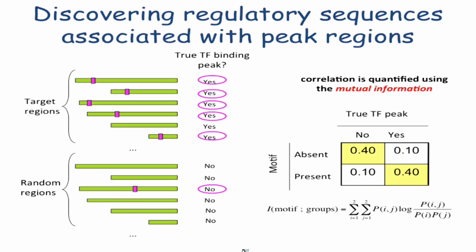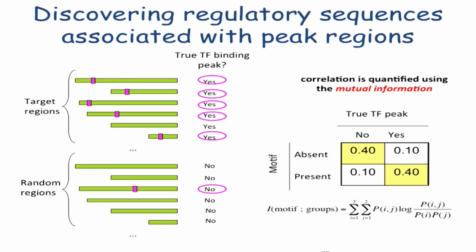It's basically a very general way to define correlations between two variables. The two variables here in this particular situation being presence or absence of a motif, and what is the nature of a peak? Is it a true peak or a random peak? Okay. The point here is that you have two variables, and you can calculate the mutual information, the correlation between these two variables, using this function here.